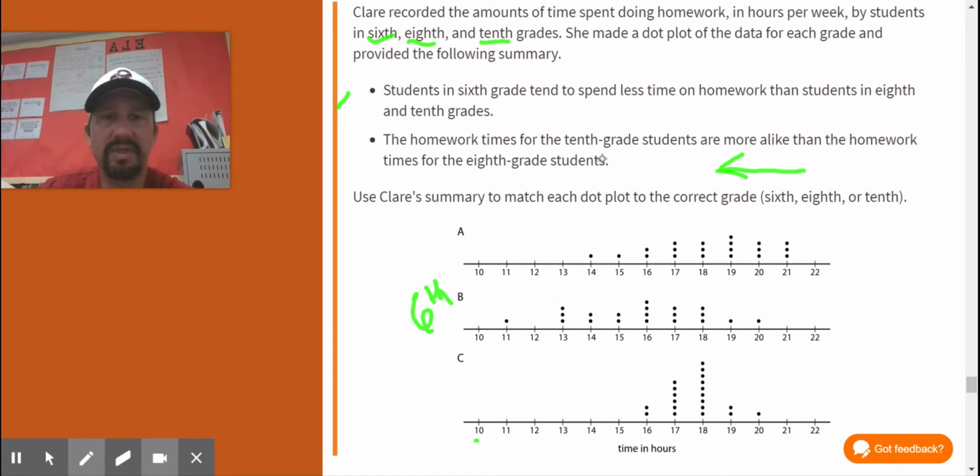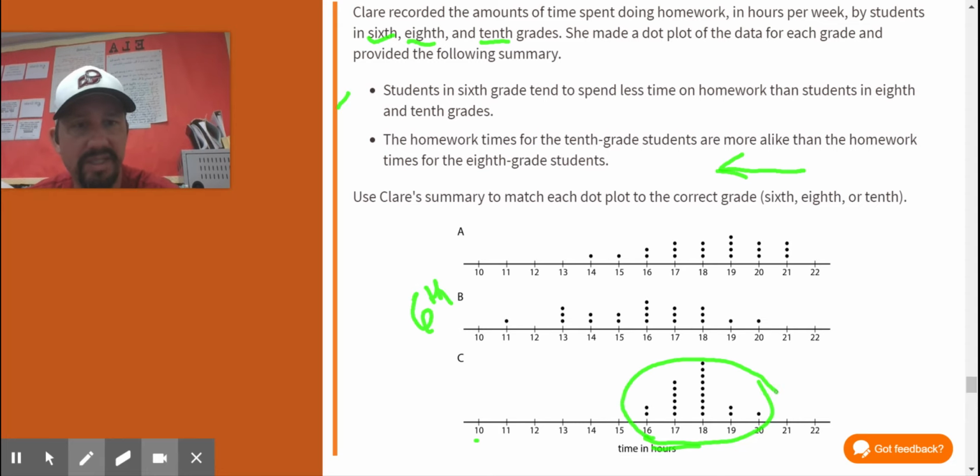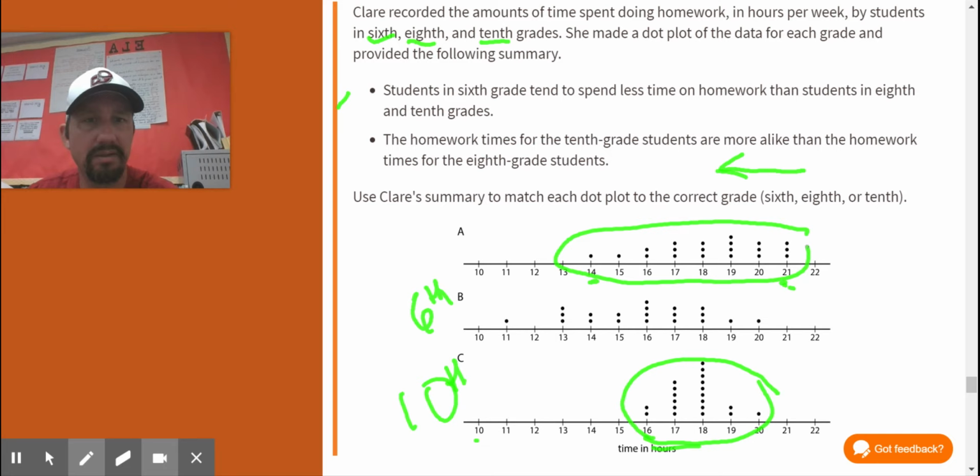Then the homework times for the 10th grade students are more alike than the homework for the 8th grade, which means the 10th grade students are all pretty much packed into the same area. They're closer together. That distribution is closer together. So that one right here, this is your 10th graders because these are all pretty darn close to each other, in between 16 and 20. And then when you get up here, the 8th grade, they said they were more spread out. It's all the way from 14 to 21, so it's more spread out. The distribution on that is more spread out. And the distribution on the 10th is more squished together.